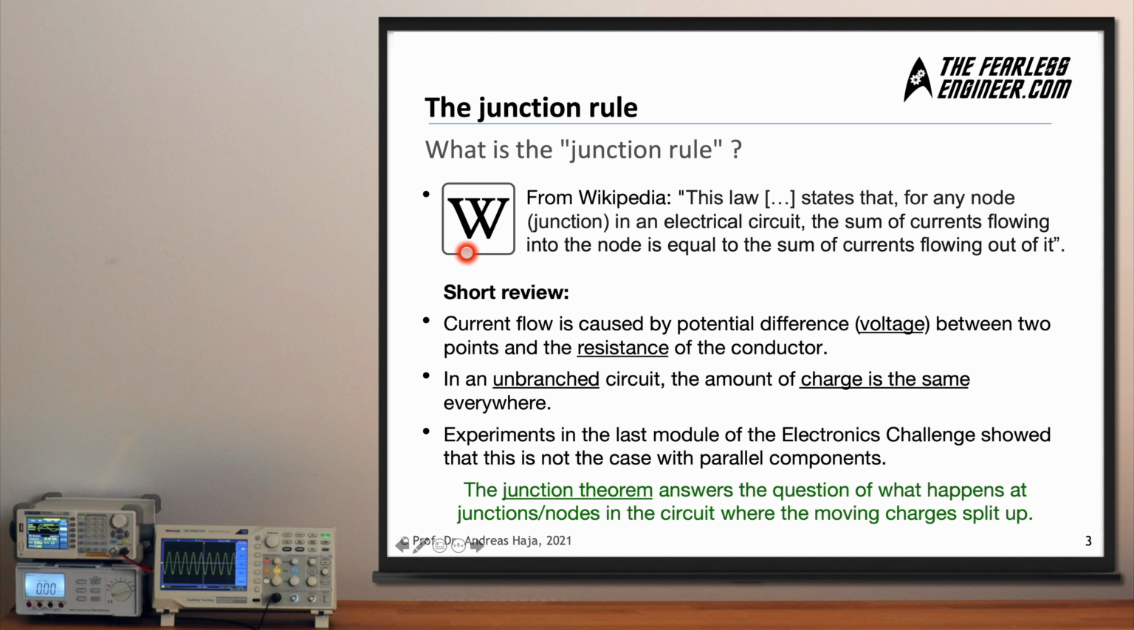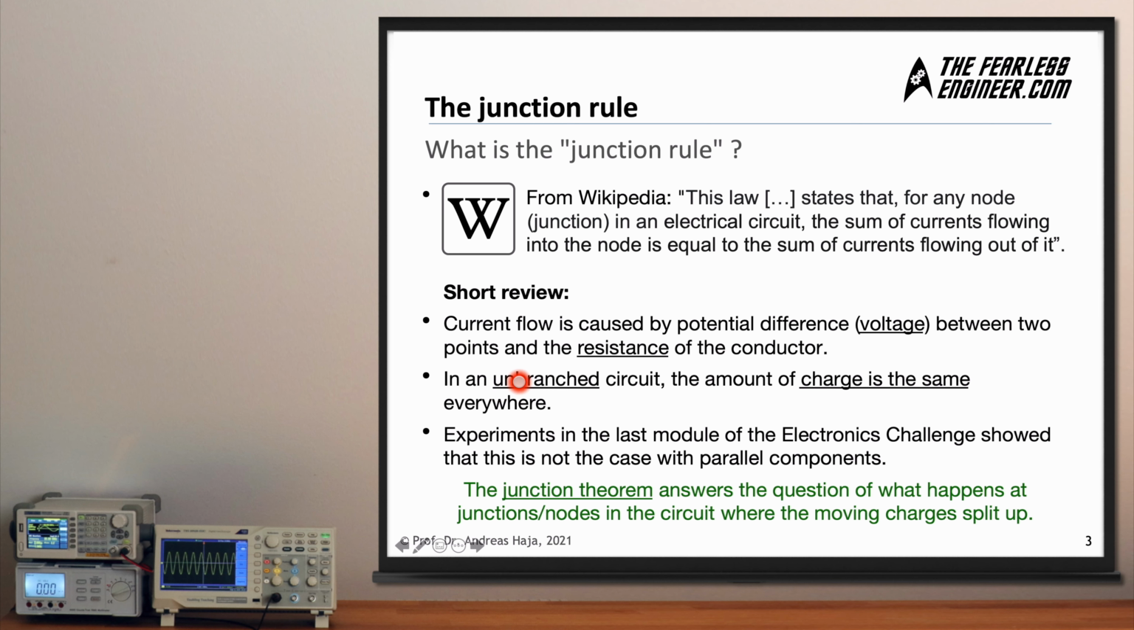And before we dive deeper, let's quickly recap some items which we have talked about in previous videos, which we will need here in this video. The first is basically Ohm's law, and it says that the current flow is caused by a potential difference, voltage, between 2 points, and depends on the resistance of the conductor through which the charges flow. So basically Ohm's law states that voltage is the product of resistance and current.